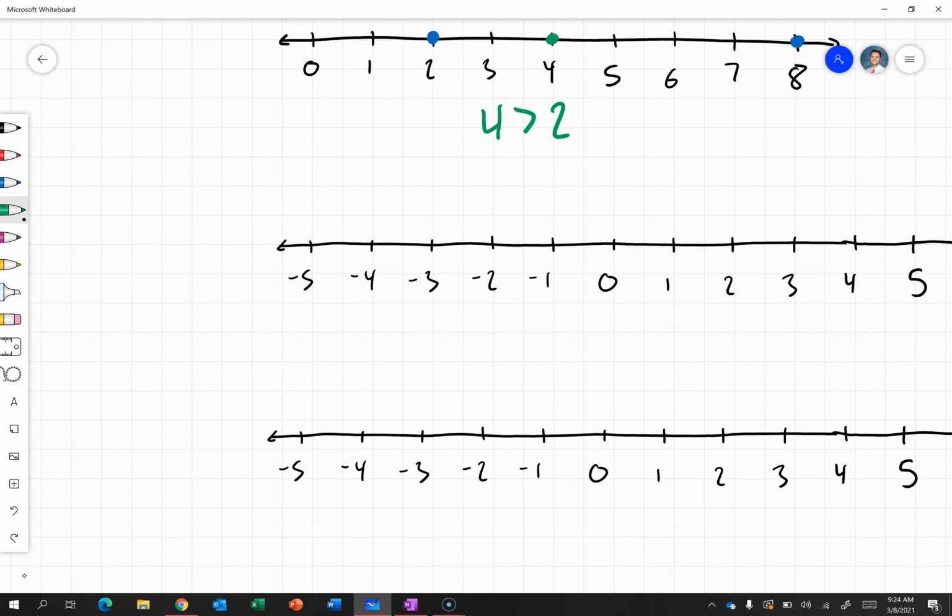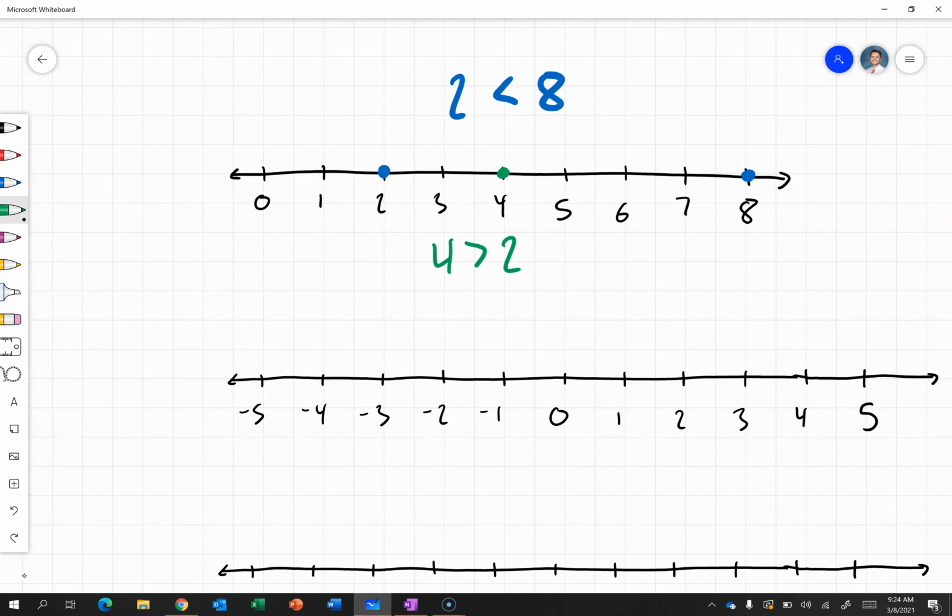So just knowing something to the left of another number is less than and something to the right is greater than, we could compare, for example, -2 and 1. And since -2 is to the left of 1, we know that -2 is less than 1. Okay, so just as before, anything to the left of a number will be less than, and anything to the right will be greater than.